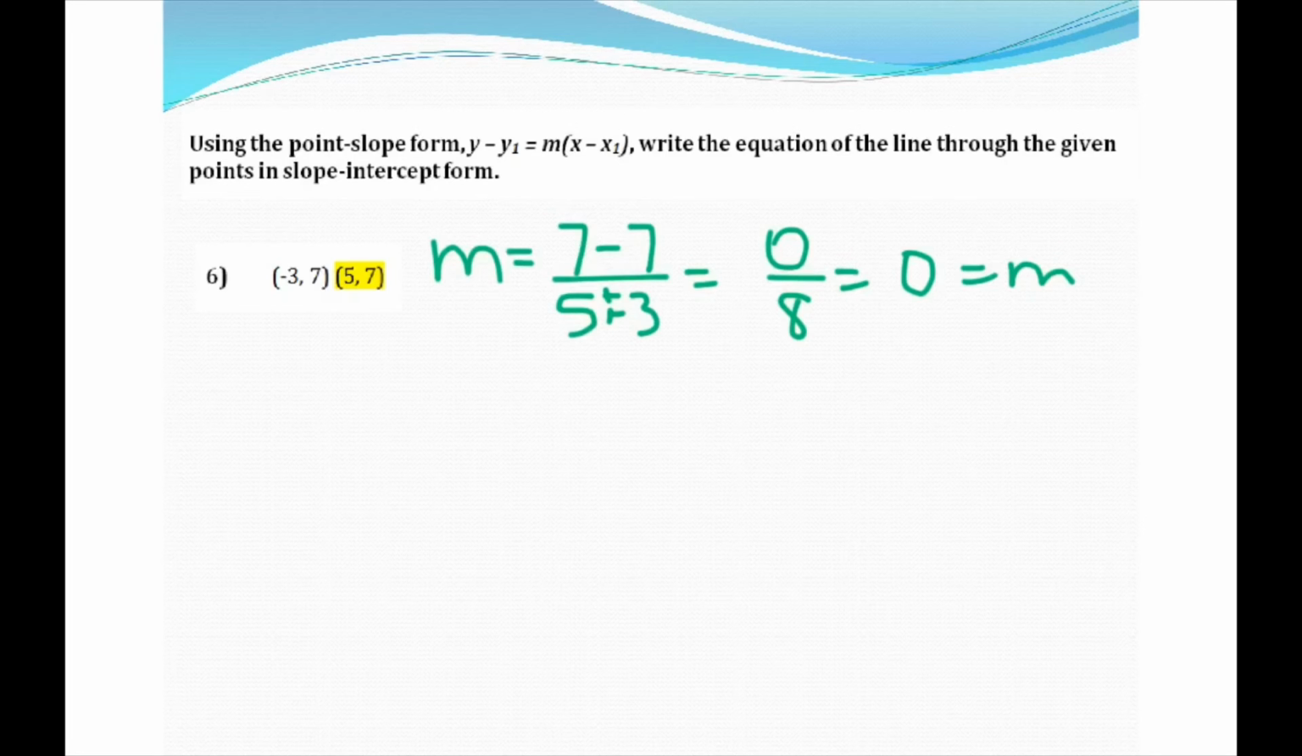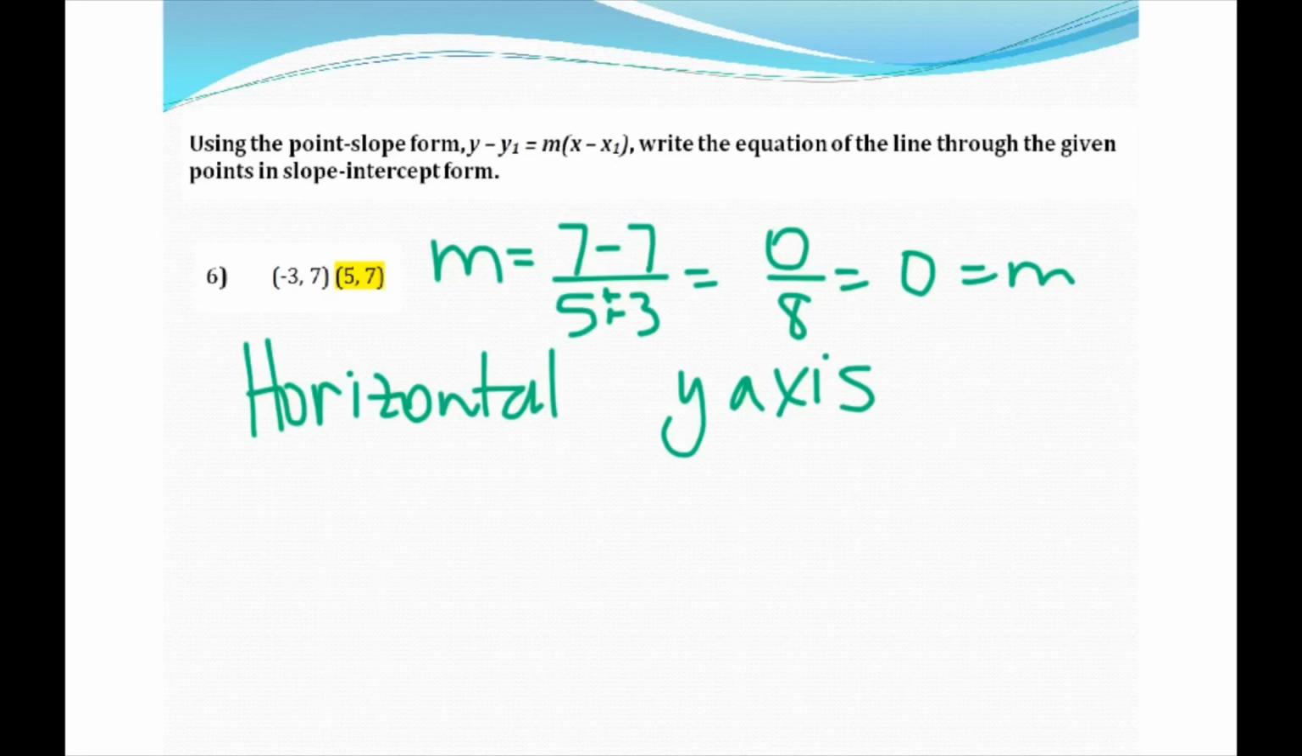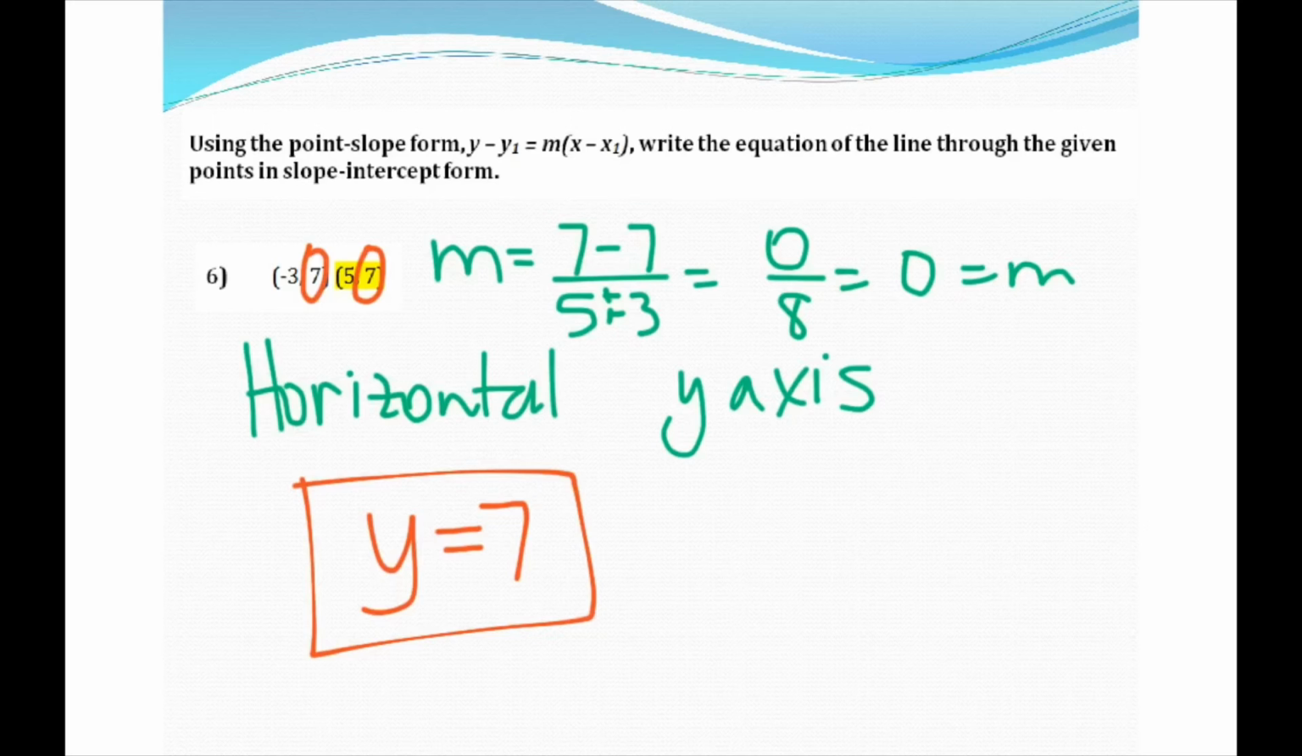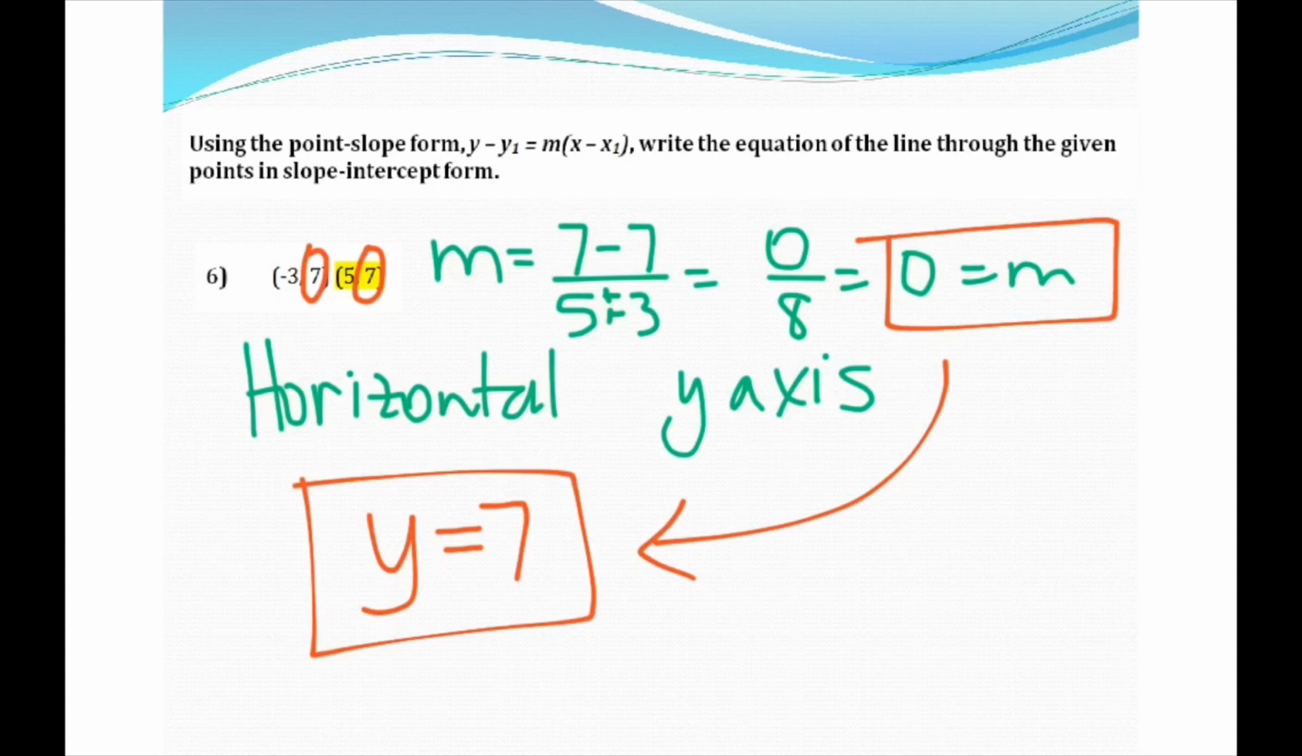Number 10. Slope is 0. That means it's a horizontal line. If it's a horizontal line, it goes through the y-axis. Where does it go through the y-axis? Well, if you look at your points, it tells you. Notice that if you remember from your tables, if the y's are always the same, it's always going to be, no matter what, y equals 7. Your x can be anything you want, but this line will contain both of those points. So if you recognize that, it makes this type of question really easy if you know what to do with it.